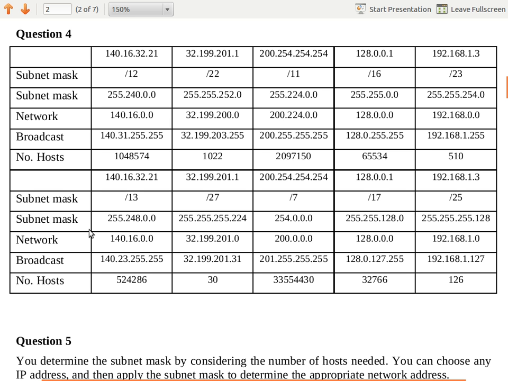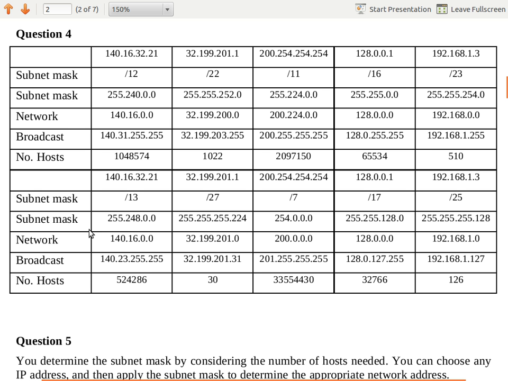Let's go through and see how we find the number of hosts. These answers are on the website, so I think you need to find them from 2010. If you find the ITS323 for 2010, you can somewhere find this question sheet, and you'll also find the answers to check.